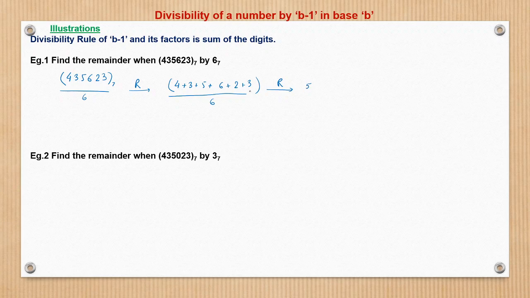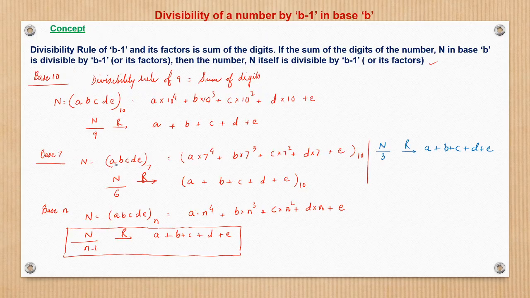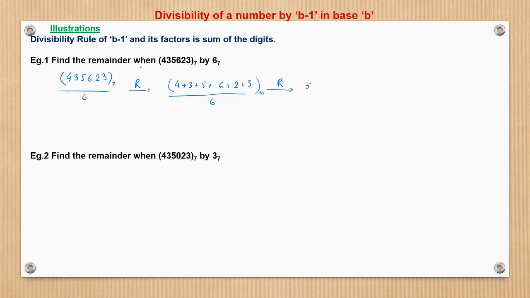A couple of points to notice. I did the addition in base 10, right? I did not add 4 plus 3 plus 5 plus 6 plus 2 plus 3 in base 7. I added this in base 10. Why? Because what we have seen here is that when we write ABCD in base 7 in this form, it means we have expanded this into base 10, and from there we derive that this step can further be written as a plus b plus c plus d. So we now know why this addition should be in base 10, not in base 7, and that is easier also for us. So here we get a remainder of 5. Very simple, within 1 or 2 seconds we can directly get this.